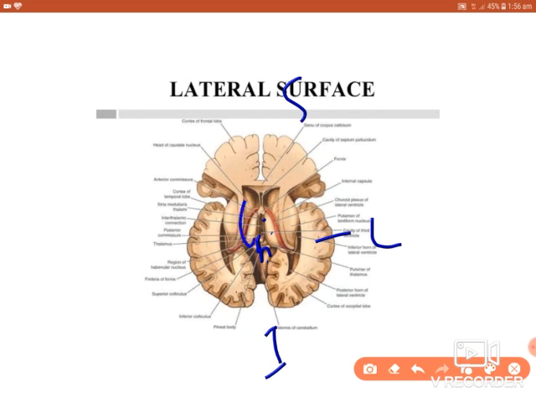You can see this is the thalamus here. This white matter is the cerebrum. Here you can see these fibers. These are called the internal capsule. This forms the lateral relations of the thalamus. Here you can see this cavity. This is the third ventricle.